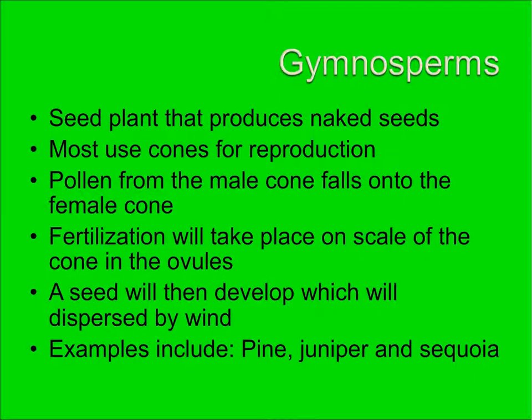You have a male cone and a female cone. One produces pollen, the other produces the eggs that the pollen will fertilize. And they are carried through the environment by wind. That's how gymnosperms are fertilized. Pine, juniper, and sequoia are examples.